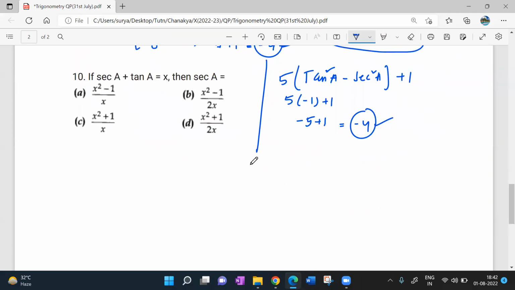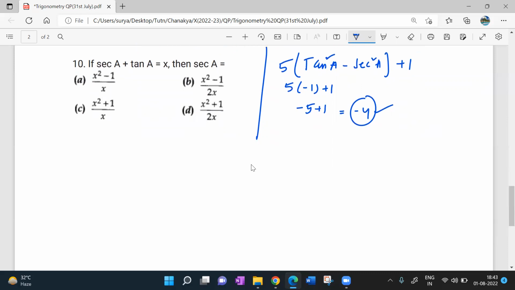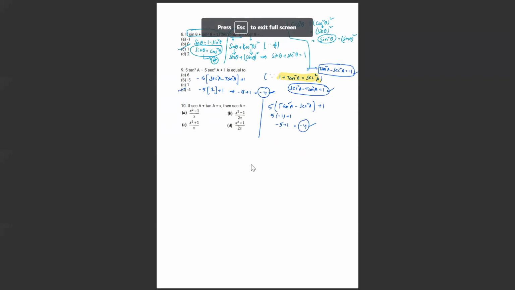How many of you have done the 10th question? Guys, the 10th question is a very good question, a wonderful question. You have to solve it and tell me the answer. It is a very simple question. This type of question is very important, and you will be getting this type of questions hereafter.